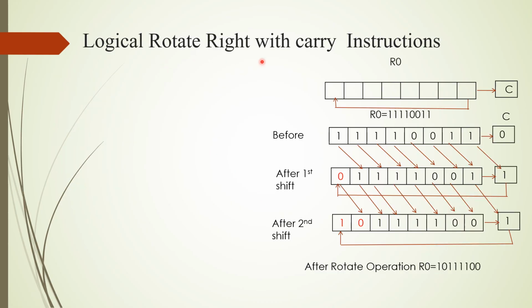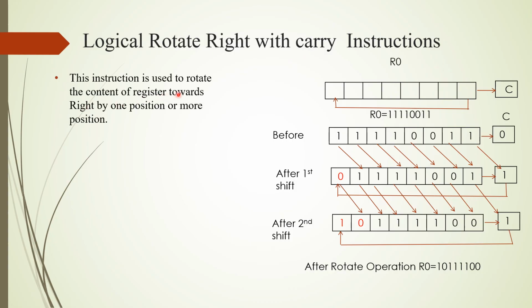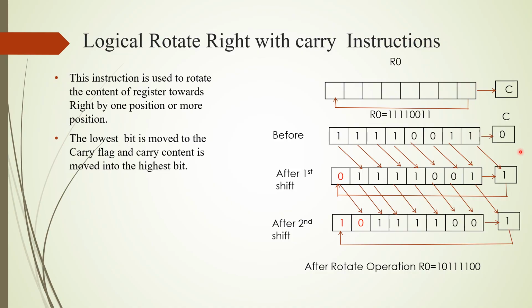Logical rotate right with carry instruction. This instruction is used to rotate the content of a register towards the right by one position or more positions as specified in the instruction. The lowest bit is moved to the carry flag, and the content of the carry is moved to the highest bit, that is the MSB. Once again, no bits are lost.